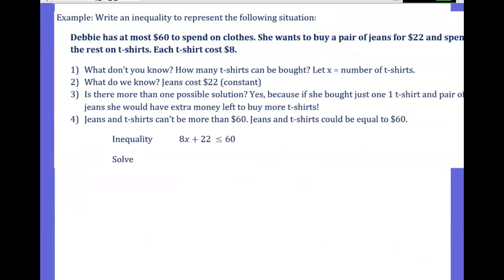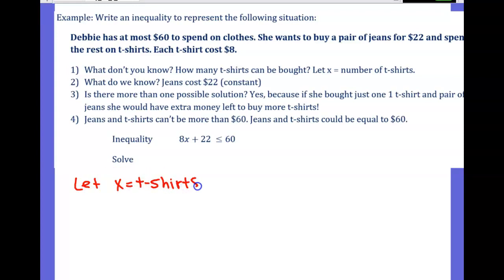All right, so let's do some word problems. So Debbie has at most $60 to spend on clothes. She wants to buy a pair of jeans for $22 and spends the rest on t-shirts. Each t-shirt costs $8. So what don't we know? Well, we don't know how many t-shirts we can buy. So we're going to let X be the number of t-shirts. So that's our let statement. X is t-shirts, right? Okay.